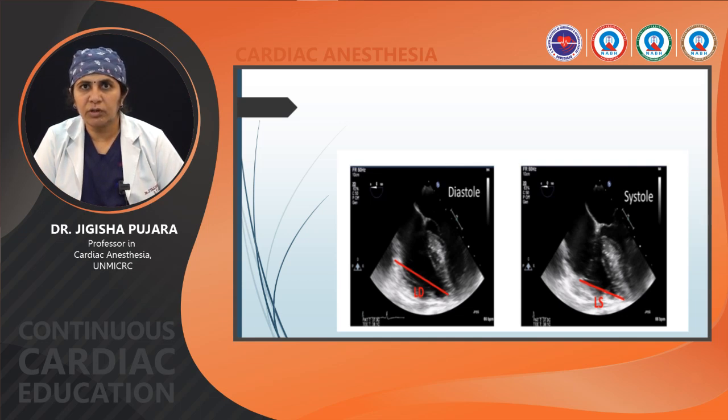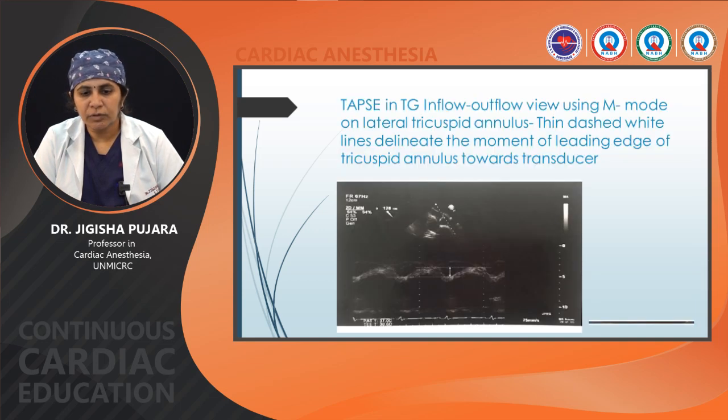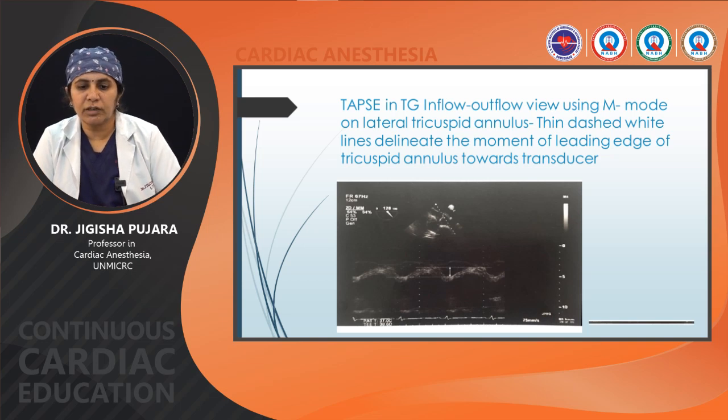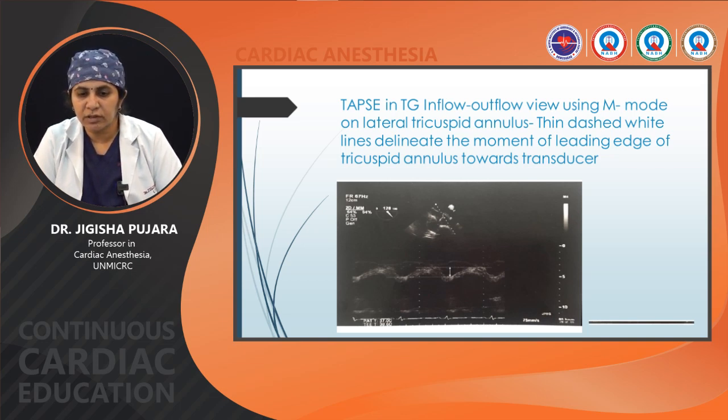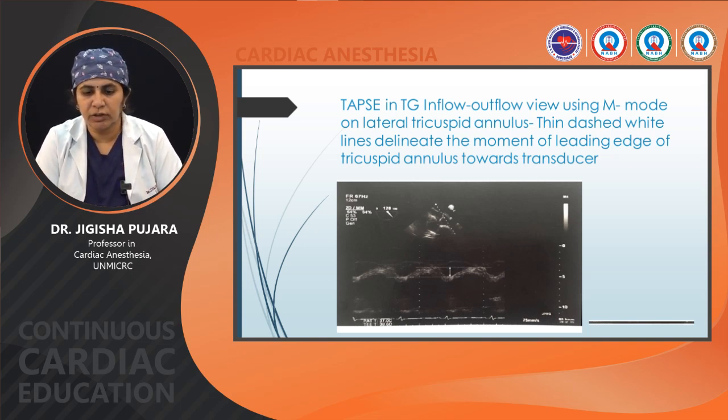The same here in the diastole and systole you can see. TAPSE in transgastric inflow-outflow view using the M mode on the lateral tricuspid annulus. The thin dashed white line here delineates the movement of the leading edge of the tricuspid annulus towards the transducer.